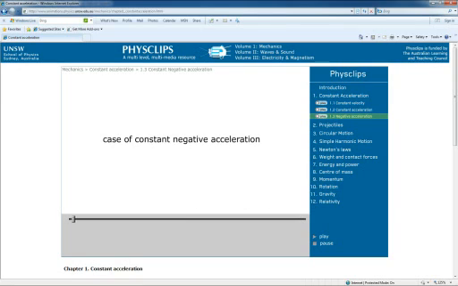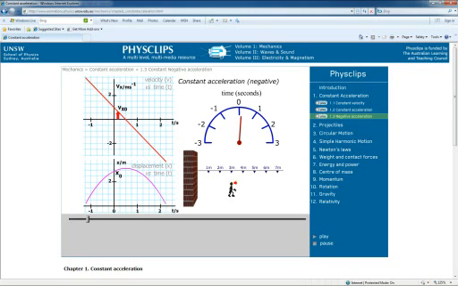Now let's look at the case of negative acceleration. In this example, we start with a positive velocity, i.e. going in the positive x direction, but we slow to a stop, then acquire successively more negative, i.e. backwards, velocity.